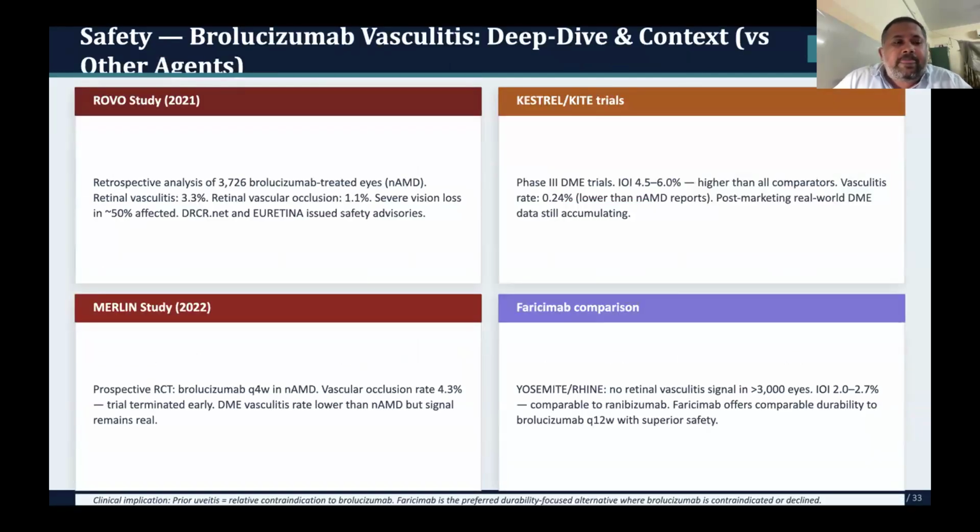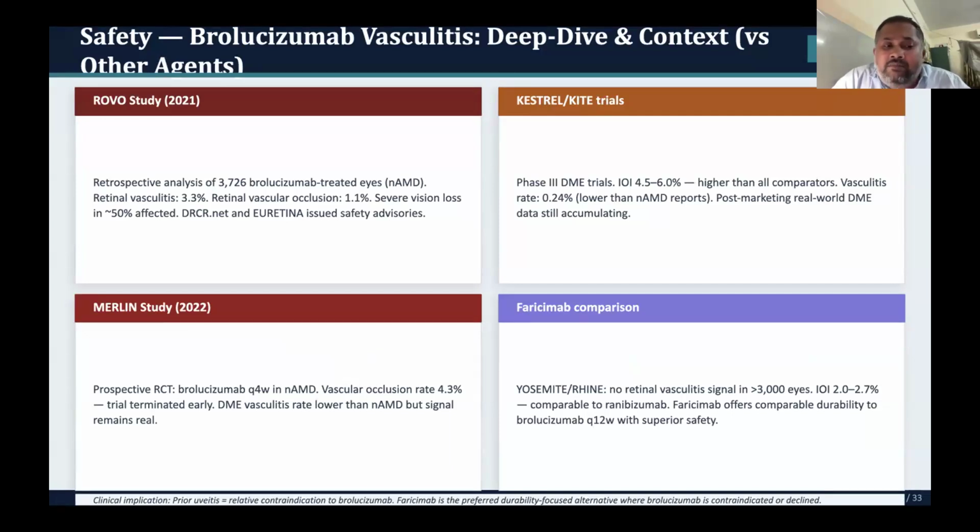So now, again, coming to the ROVO study, in 2021, it's a retrospective analysis of 3,726 brolucizumab-treated eyes for nAMD. Retinal vasculitis had an incidence of 3.3%, retinal vascular occlusion 1.1%, and severe vision loss in 50% of those affected. And this was actually comparable.